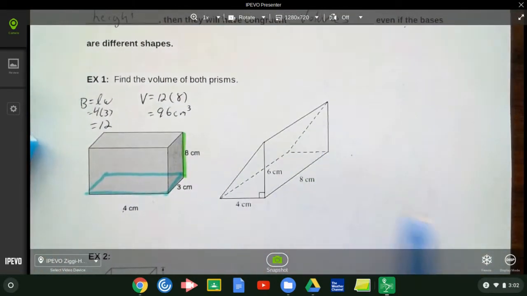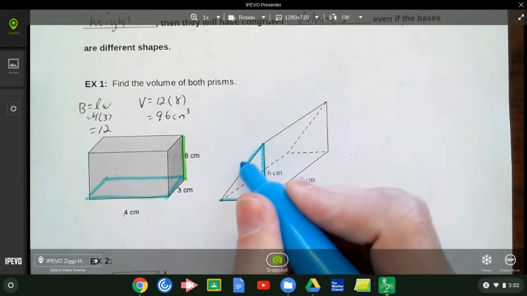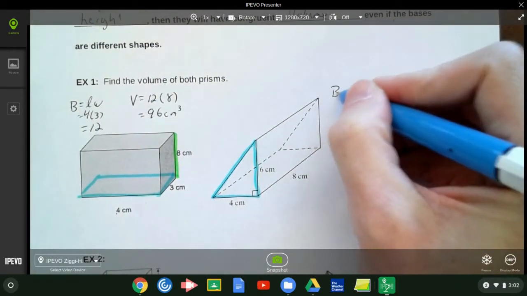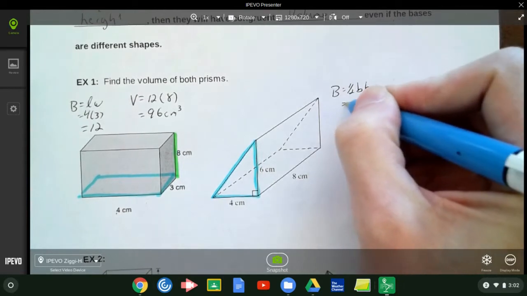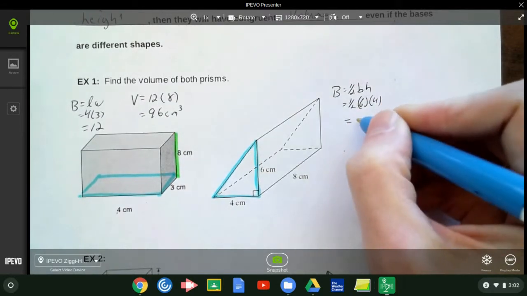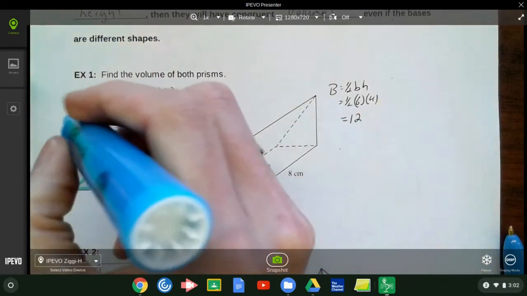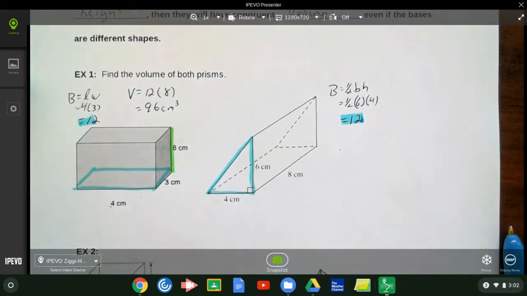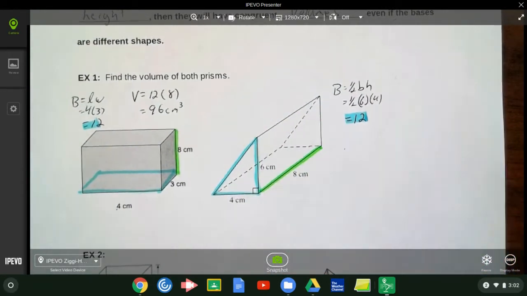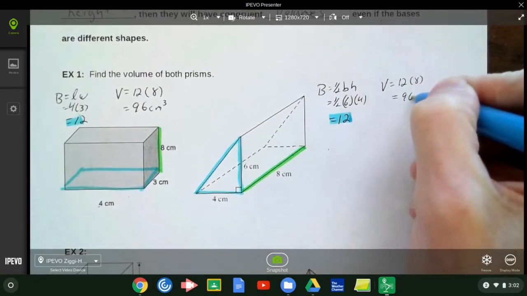When I look at the triangular prism and look at its base, well, its base is 4 by 6. That's not the same as 4 by 3. But what happens when I take the area of that base? Well, half base times height would be half of 6 times 4, which is 12. Now I notice that, hey, wait a minute. These base areas are both the same. The height of this is still 8. So my volume is 12 times 8, which is 96.